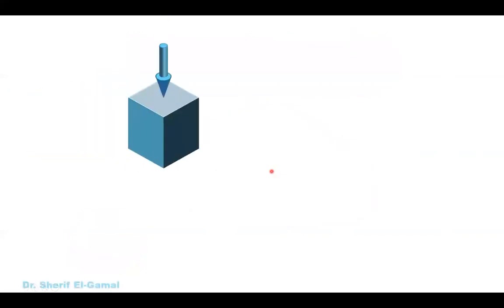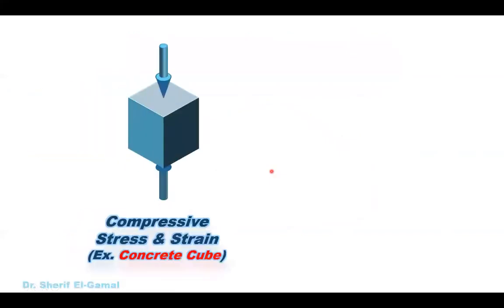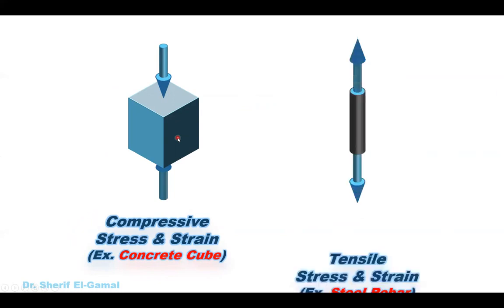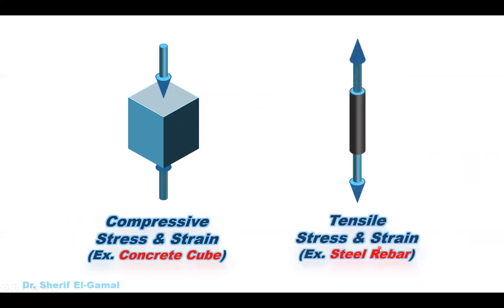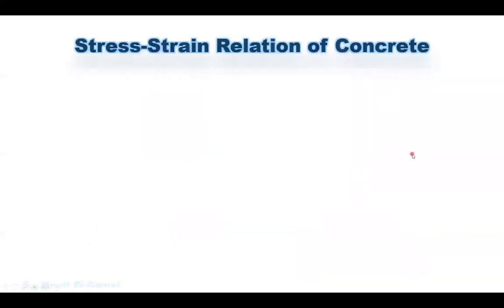So after we know the stress and the strain definitions, this stress and the strains can be compressive stress or strain if we have a compression force. An example for that is the concrete cube under compression force. And also it could be tensile stress and strains. For example for that, we have the steel bars under tension force. So we will have tensile stresses and tensile strains in the bars.